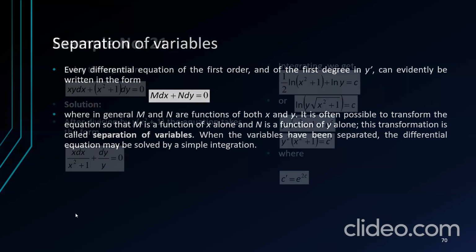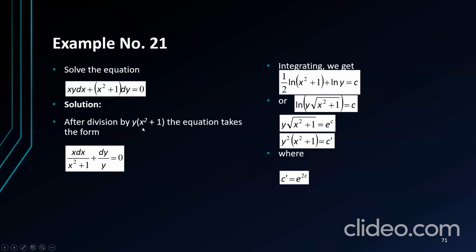So this example, solve the equation number 21: xy dx plus (x squared plus 1) dy is equal to 0. Solution: after division by y(x squared plus 1), the equation takes the form x dx over (x squared plus 1) plus dy over y is equal to 0. So, lahat dito ng x nandito, lahat ng y nandito. So, integrate mo na siya.